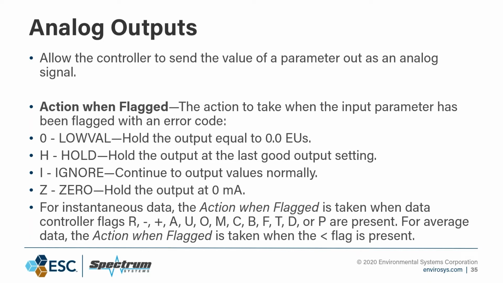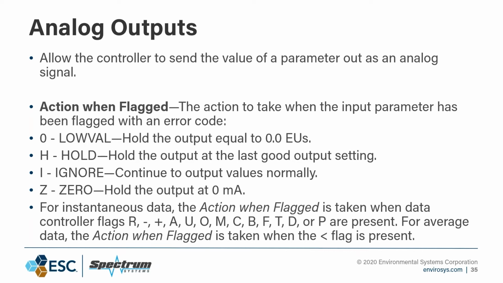But what this is here, the action when flagged, is whenever your input parameter is flagged in some way, you can do some sort of action. By default, it's ignore, where it just sends the data anyway. So your DCS will actually see the morning calibrations, 0 and the span.